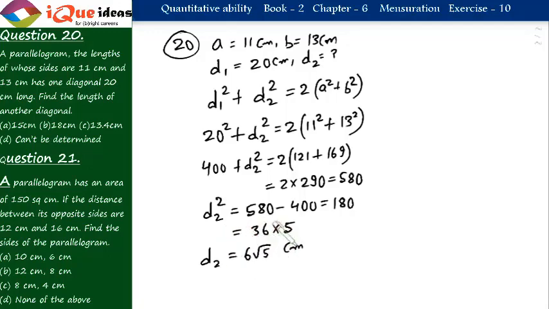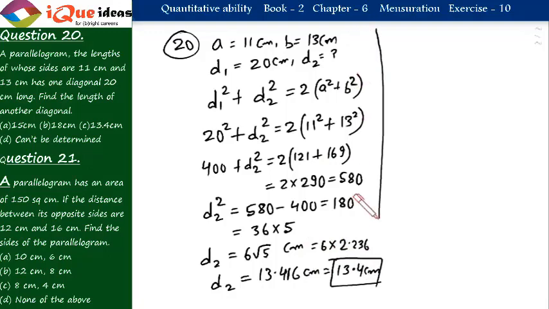Alright, now if you put the value of root 5, it will be 6 into root 5, which is 2.236. So if you multiply, d2 is equal to 6 sixes are 36, 6 threes are 18 and 3 is 21, 12 and 2 is 14, and 12 and 1 is 13. So it is 13.416 centimeter, or approximately 13.4 centimeter. Right? So this is the length of the other diagonal.